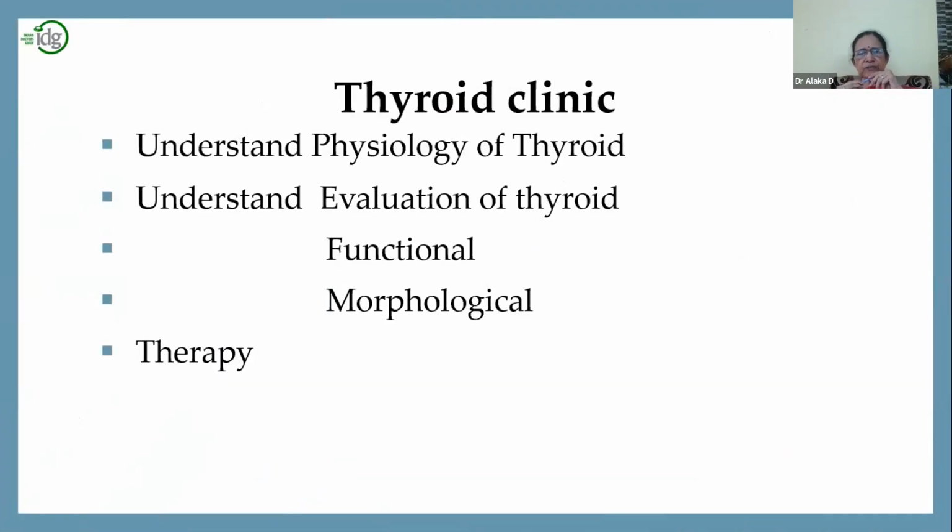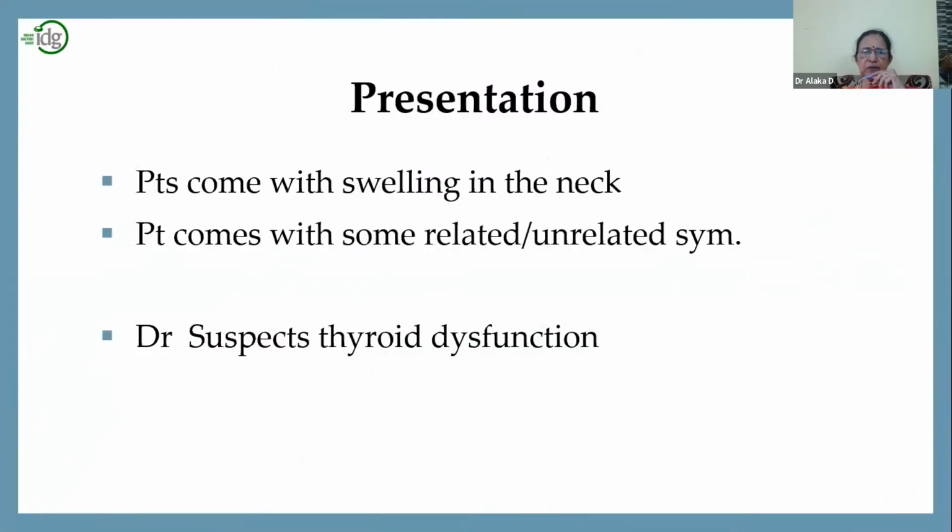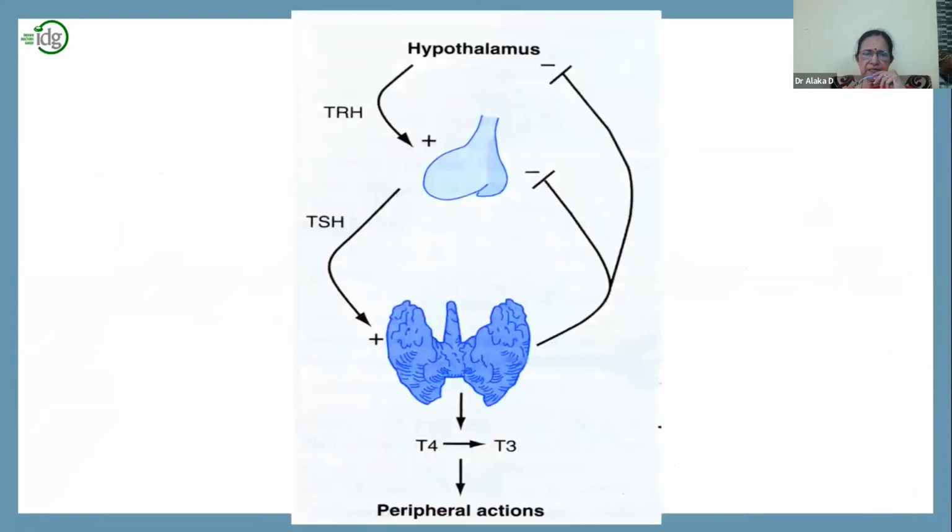When we want to set up a thyroid clinic, we must understand the physiology of the thyroid. We must understand how to evaluate the thyroid functionally and morphologically, and what therapy we can offer. And this is what we are going to discuss. The patient comes with swelling in the neck, or with some related or unrelated symptoms, or it is a doctor who, after examining a patient, suspects thyroid dysfunction, and therefore we will evaluate the patient.